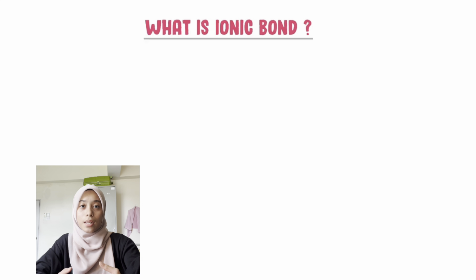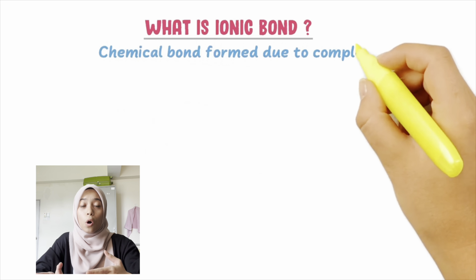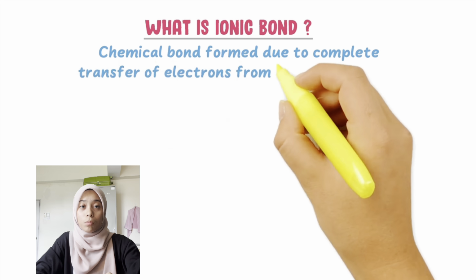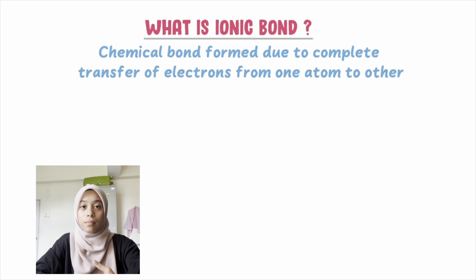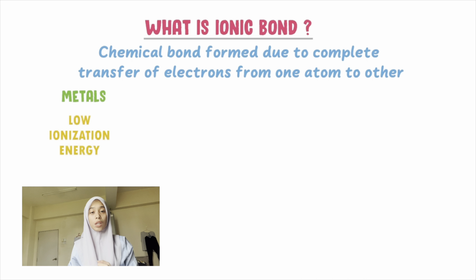Next, what is the definition of ionic bond? Ionic bond is a chemical bond formed due to complete transfer of electrons from one atom to another atom. Hence, do you know metals have low ionization energy? That's why they always lose their electrons.